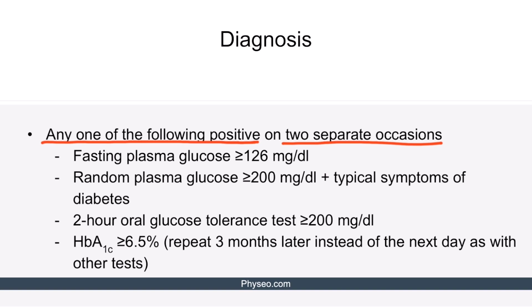Now, all of these tests can be repeated the next day for confirmation, except the HbA1c level, which actually has to be repeated 3 months later. This is because hemoglobin A1c is formed by irreversible glycation of hemoglobin A, and therefore it's stable over the red blood cell's lifespan, which is 120 days or 3 months. So you have to wait for those to cycle through.